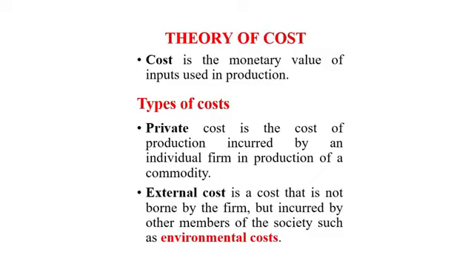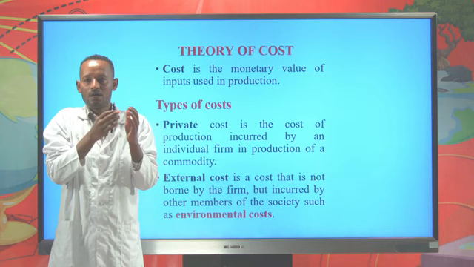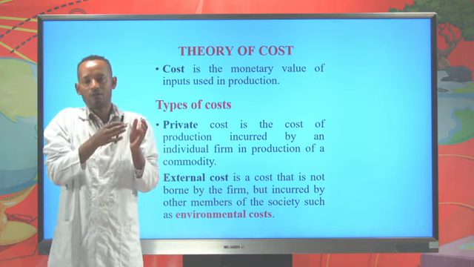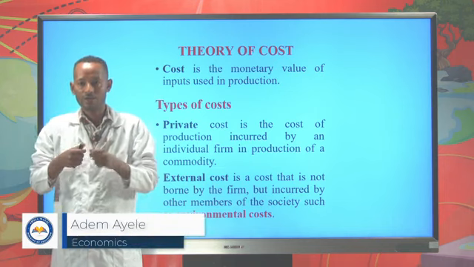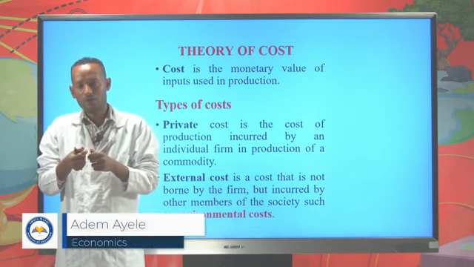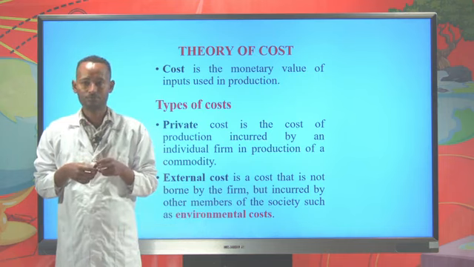Cost is the monetary value of inputs used in production. In order to produce outputs, we need inputs, but we cannot get inputs simply from the land, the river, or air. Rather, we need to spend money. The monetary value of inputs used in production is called cost.